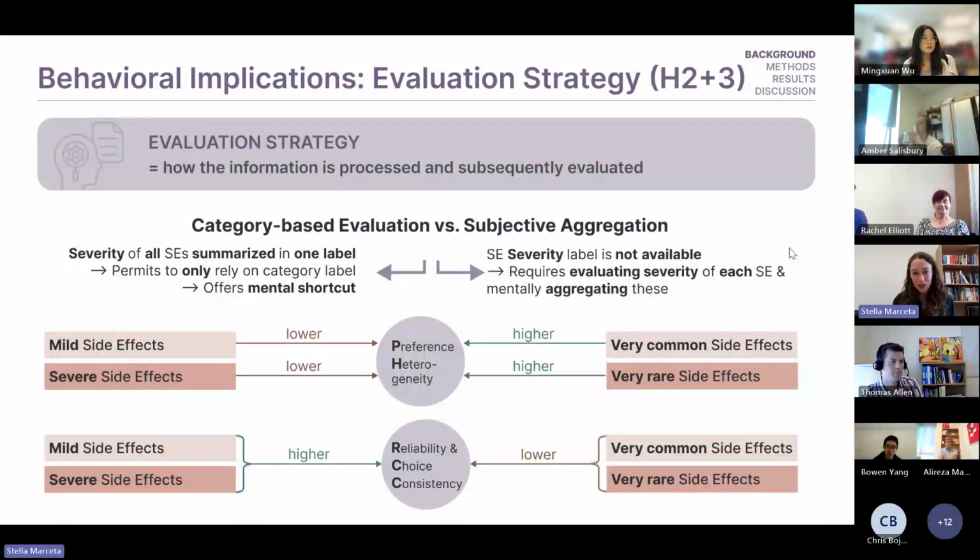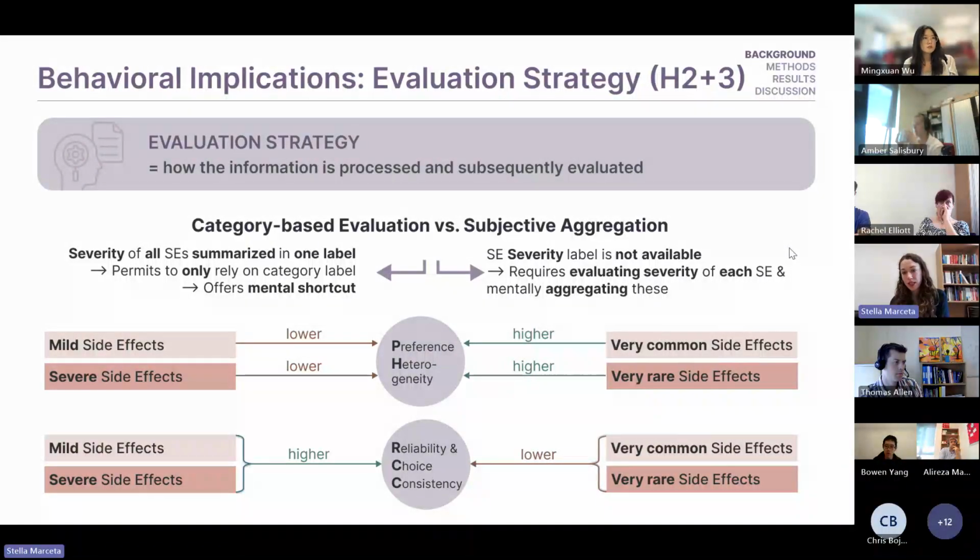So basically, for the category-based evaluation, you have a lot of side effects that are summarized under one label of severity, so mild or severe. That technically offers what we call a mental shortcut. It permits people to not actually engage with all the listed side effects, but only rely on this category label, mild or severe, and make choices based on that label without engaging with the individual side effects categorized under that label.